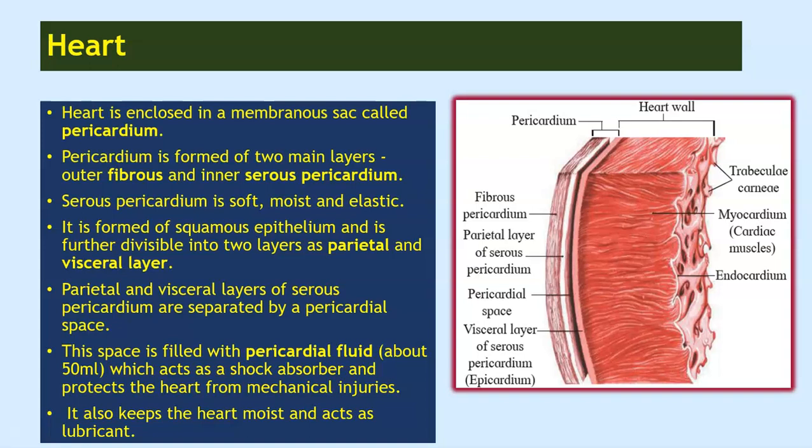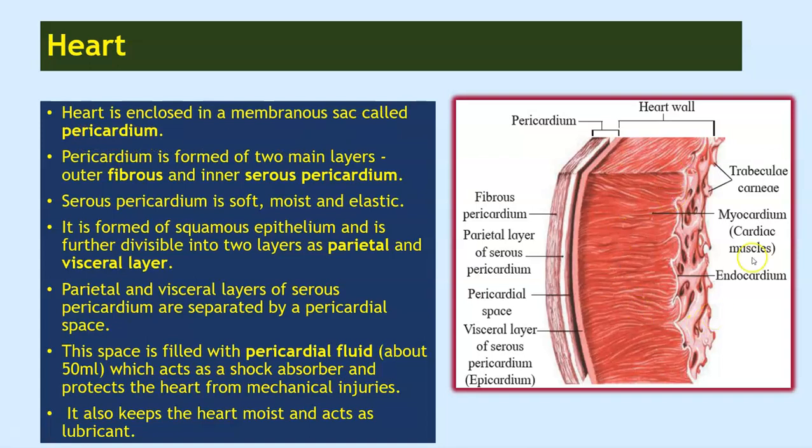It is conical in shape and it lies in the mediastinum. Mediastinum, students, is the space between your two lungs. It is broader at the upper end, and that is the base, and it is conical at the lower end, that is the apex. The conical end is slightly tilted to the left side and it rests above the diaphragm. This heart is enclosed in a membranous sac called the pericardium.